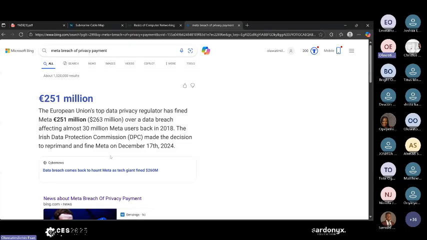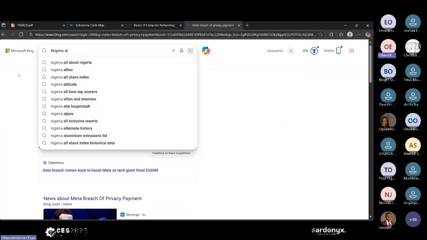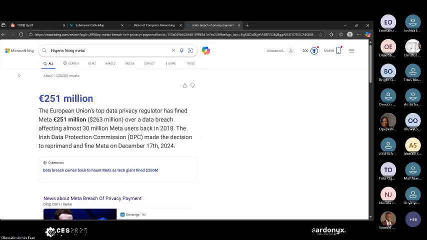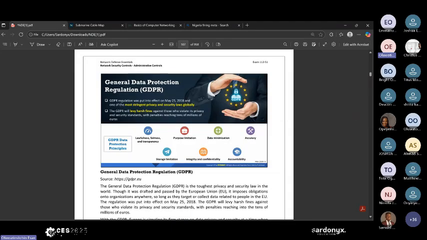I think Nigeria also fined Meta. Let me see that case. Nigeria fined Meta. Yes, so you can see. The NCCP, I think they handed down a 250 million fine for breaching data protection and also consumer rights laws. So they are one of these companies that actually breach privacy. But that's what GDPR is talking about, right? This breach of privacy. Okay.